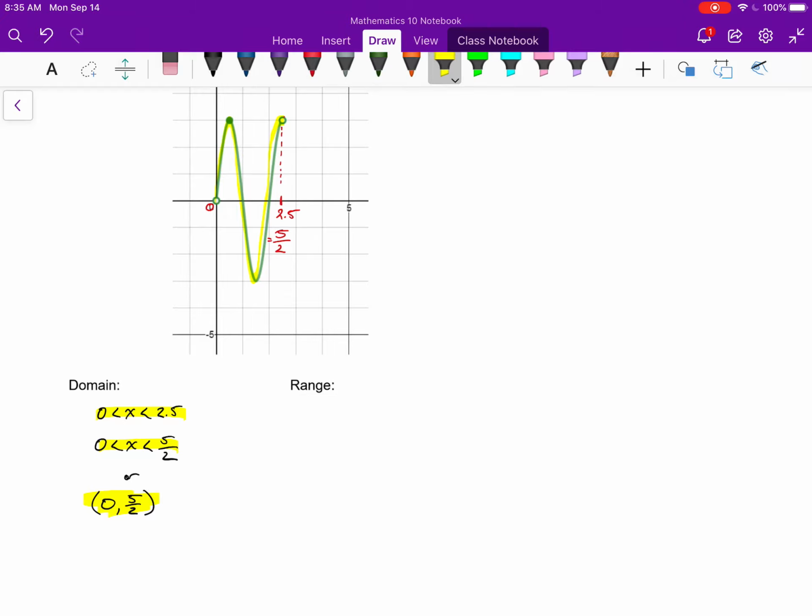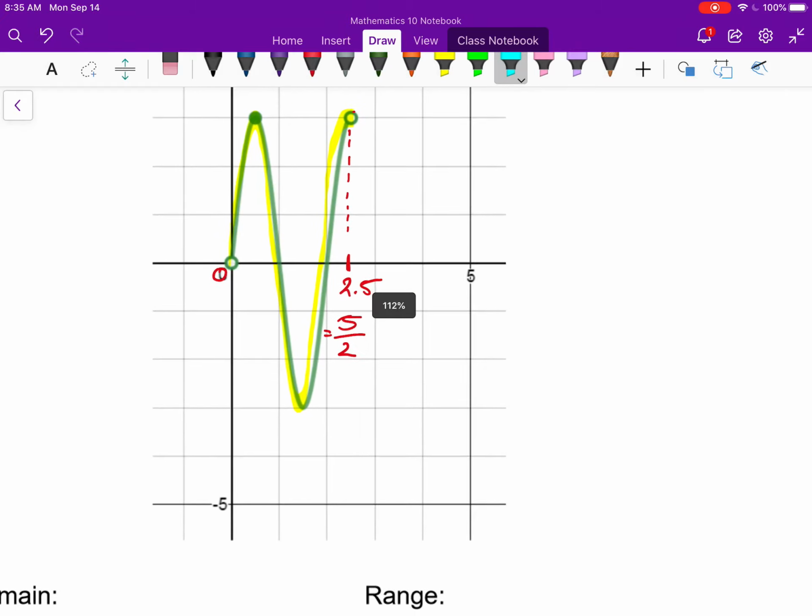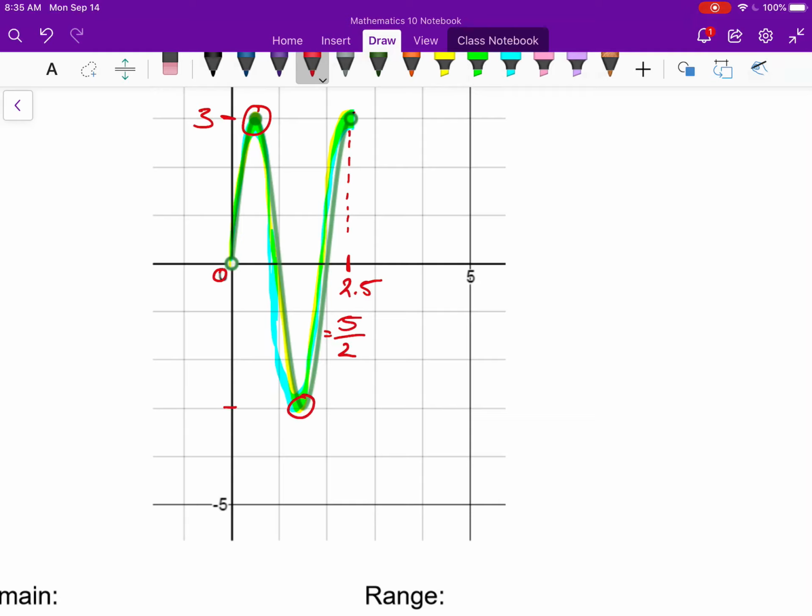So what about the range now? Well, for this, I just care about the outputs. And I care about, really, as I look at this curve, which I'll now highlight in blue, the highest point it ever gets to is 3, and it actually gets to 3 right here. That point is a filled-in circle, so it gets to 3. The lowest point it gets to is right here, which is -3. And I don't really care about anything else.